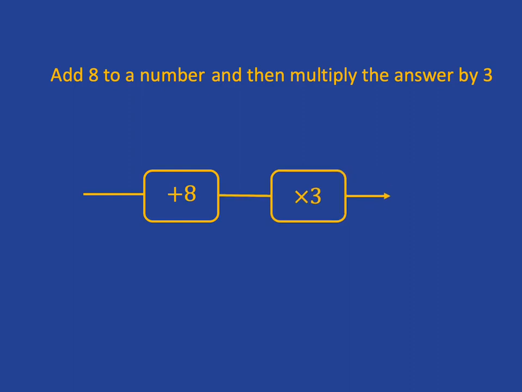Now let's go and use x so we get an algebraic expression. So we take x, which can stand for any number, and we say, first of all, we need to add 8 to it. So what will come out is x plus 8. Now we need to take that whole x plus 8, so I'm going to put it in brackets, and multiply it by 3. And out will come 3 lots of x plus 8. So 3 brackets x plus 8 is the algebraic expression that represents the statement add 8 to a number and then multiply the answer by 3.